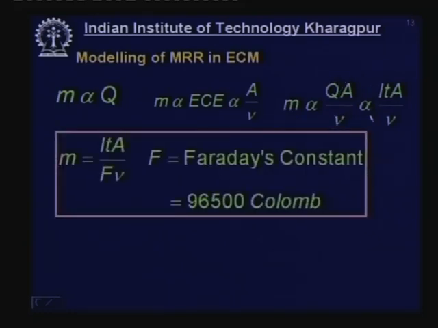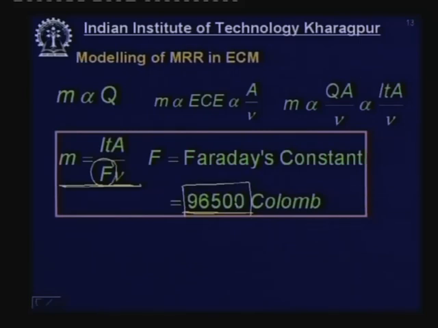So, I into T into atomic weight divided by valency. This can be expressed in equation form, not proportionality form: the amount of material dissolved or machined or deposited is equal to I, the amount of current passed, into time into atomic weight divided by valency, and now I have a constant, which is Faraday's constant, and its value is 96,500 coulomb. Okay. So, this is my constant.